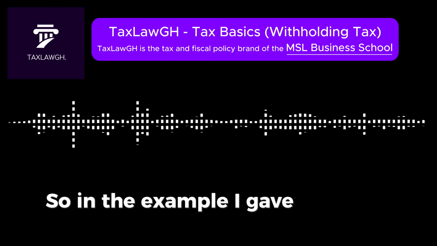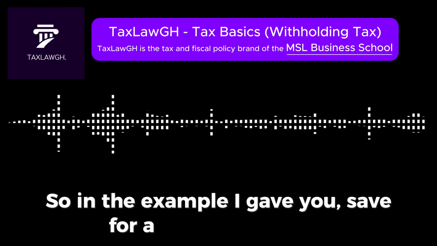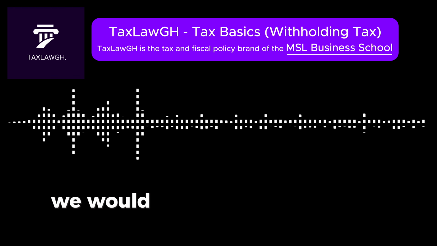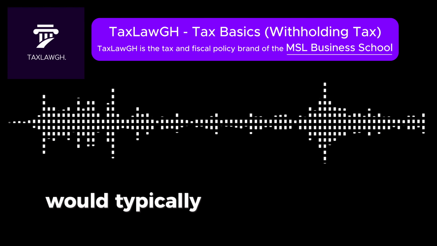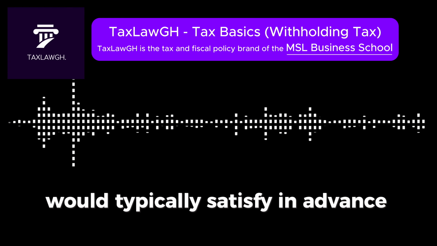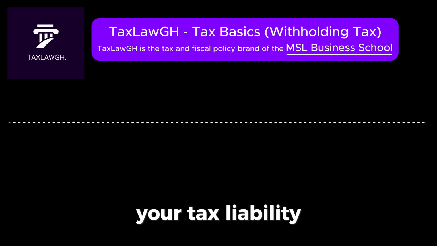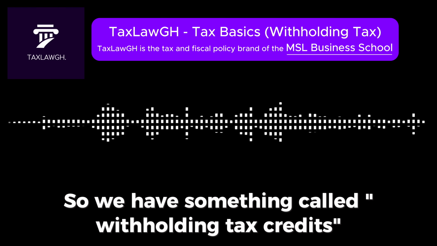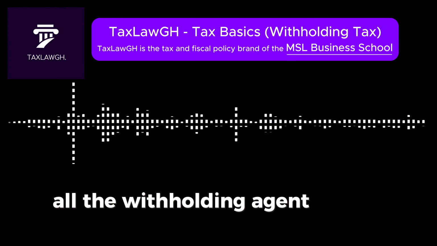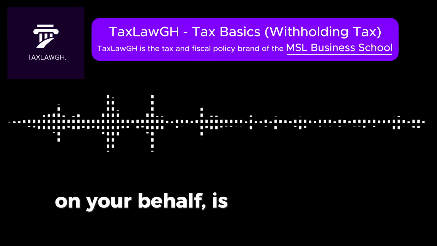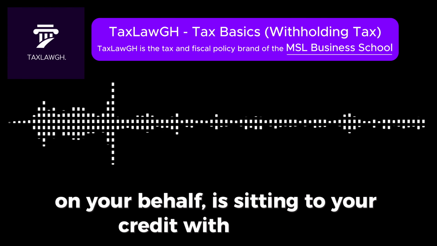So in the example I gave you, save for a few special taxes we would call final withholding payments, would typically satisfy in advance, to some extent, your tax liability. So we have something called withholding tax credits. At the end of the year, all that the withholding agent would have paid to GRA on your behalf is sitting to your credit with the GRA.